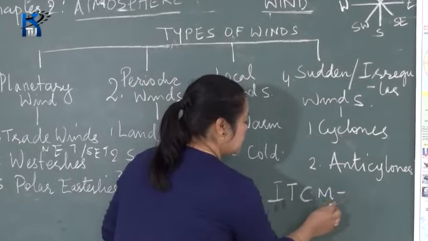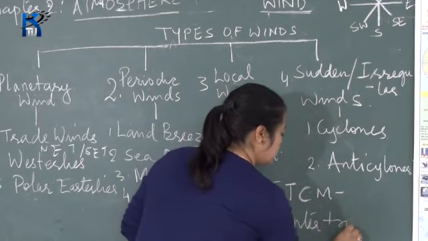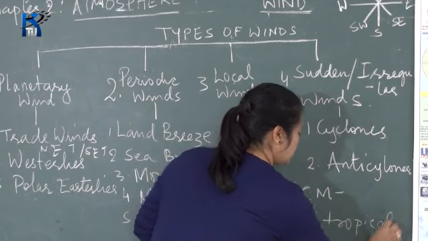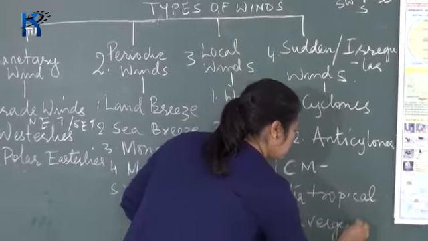You have to write the Intertropical Convergence Zone.